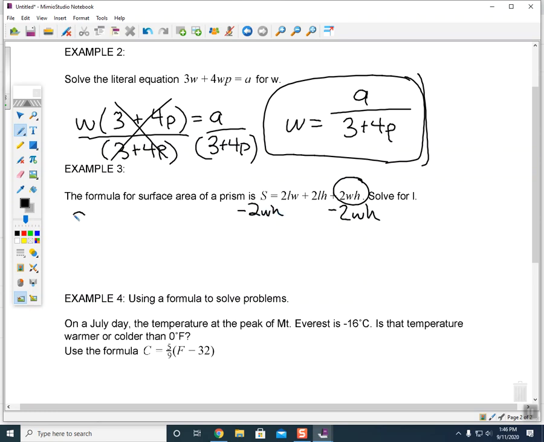So now I've got S minus 2WH equals 2LH plus 2L. Oh, I mixed those up, didn't I? 2LW and 2LH.